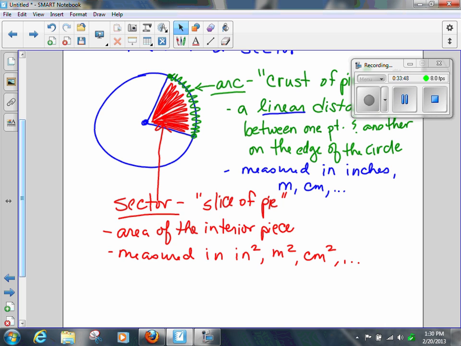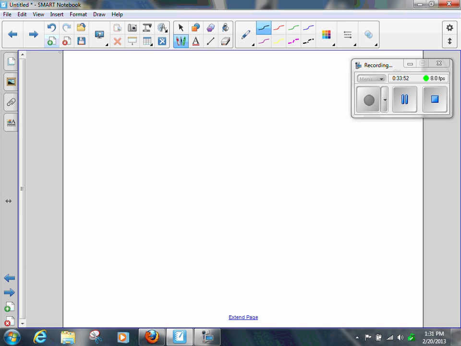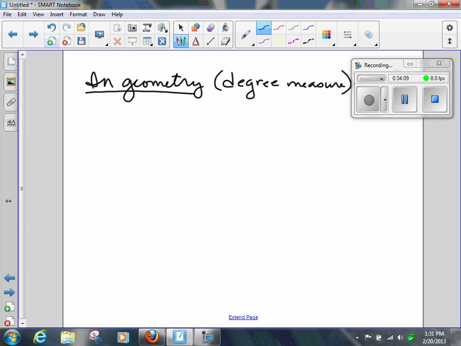But anyway, all right, now, everybody have this? In geometry, we've got a couple of different things going on, okay? In geometry, we always deal in degree measure. Not so much in trig, right?